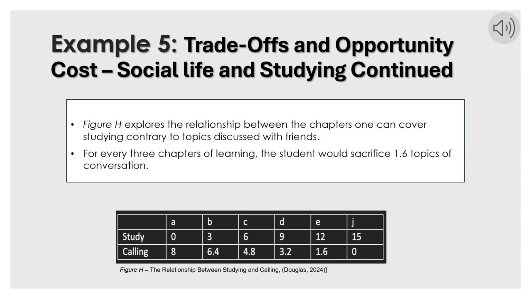Figure H demonstrates what a consumer will sacrifice in choosing one option over the other. Figure H explores the relationship between the chapters one can cover studying, contrary to topics discussed with friends. For every 3 hours of learning, the student will sacrifice 1.6 topics of conversation. This concept is another example of how consumers can use these economic principles to make choices and maximize their decision-making power.